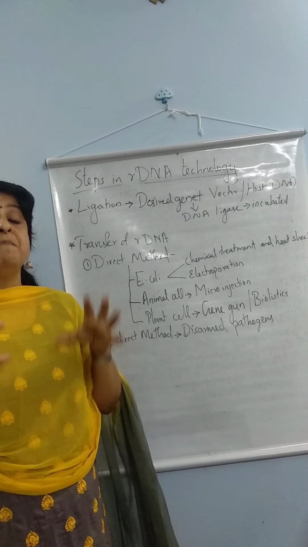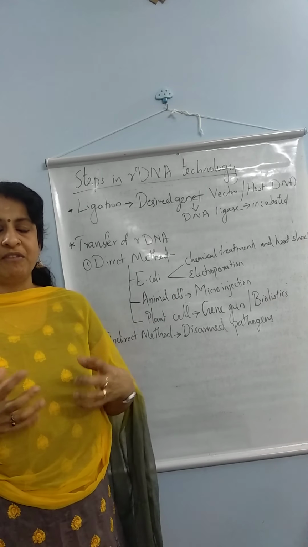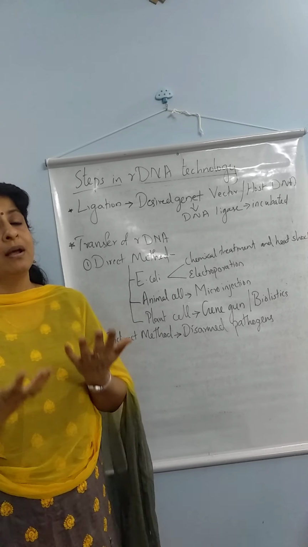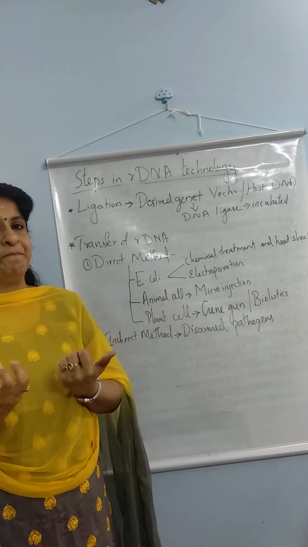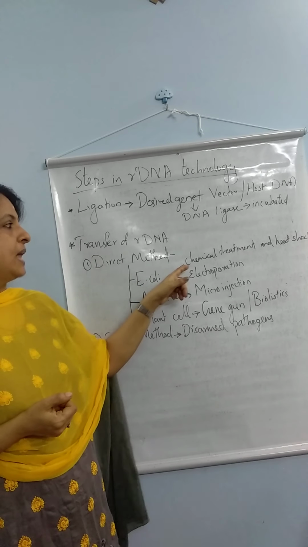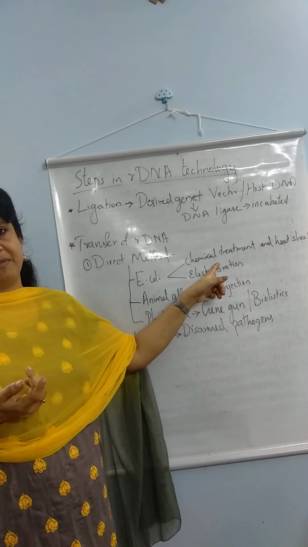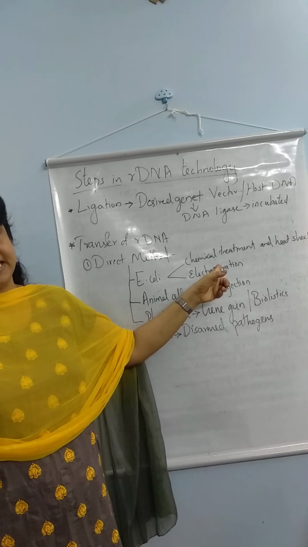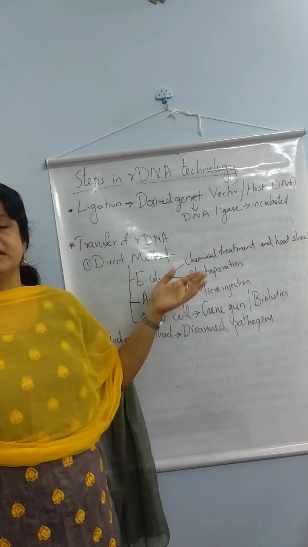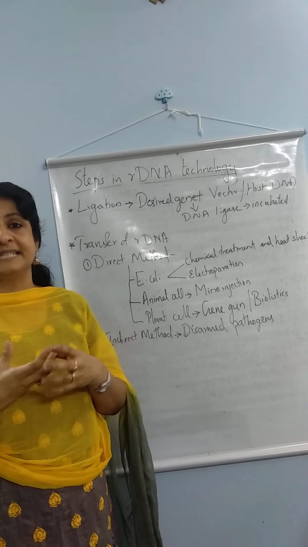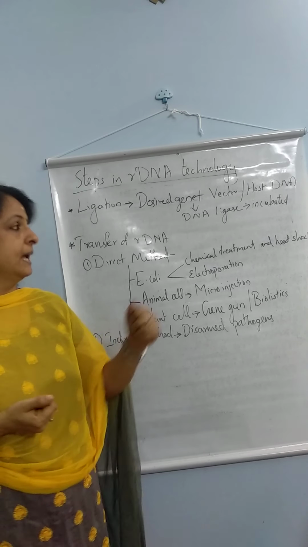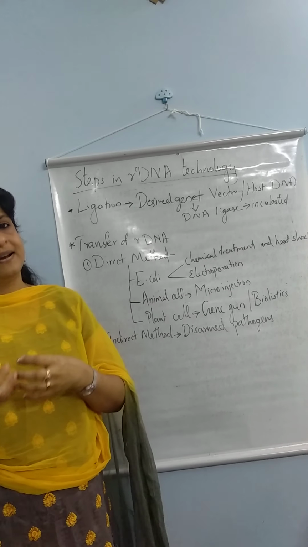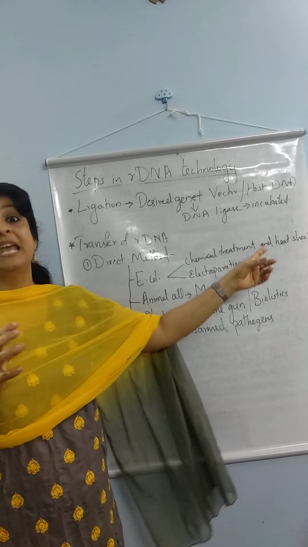So we have to make it competent, or we have to make it in a state which is ready to accept that rDNA. So for that we do chemical treatment with divalent cations like calcium, Ca2+. So E. coli cells are treated with calcium chloride, and then it is incubated along with the rDNA and heat shock.